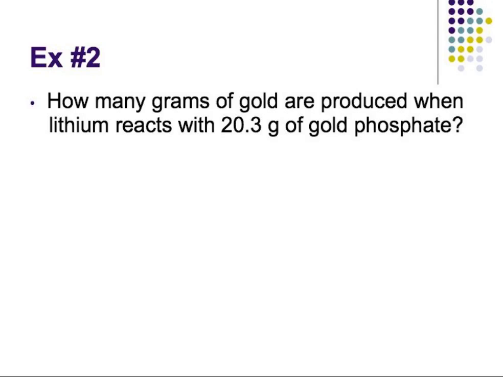Okay, one more example. How many grams of gold are produced when lithium reacts with 20.3 grams of gold phosphate? And the charge on gold, AU, is +1. Same 3 steps. First, write your balanced chemical equation. Second, problem type. Third, set it up and get your answer.